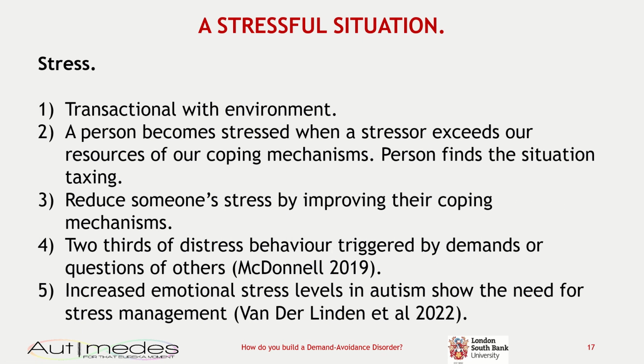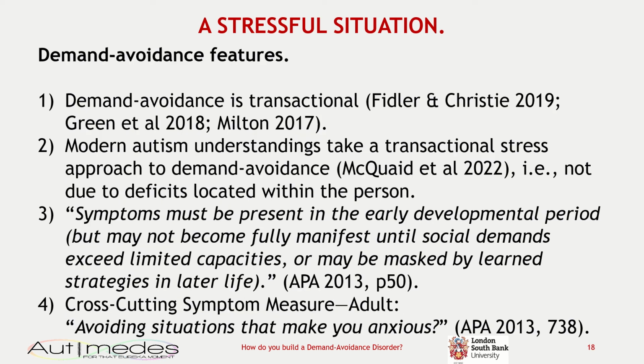If our coping mechanisms are more efficient, it allows us to deal with greater demands placed on us by stressors. So yeah, it's important to note that about 2/3 of distress behaviour is triggered by demands or requests by other people. It's also important to note that a recent systematic review has shown that there are increased emotional stress levels in autistic people, and that generally there's a need for autistic people to have stress management strategies used with them.